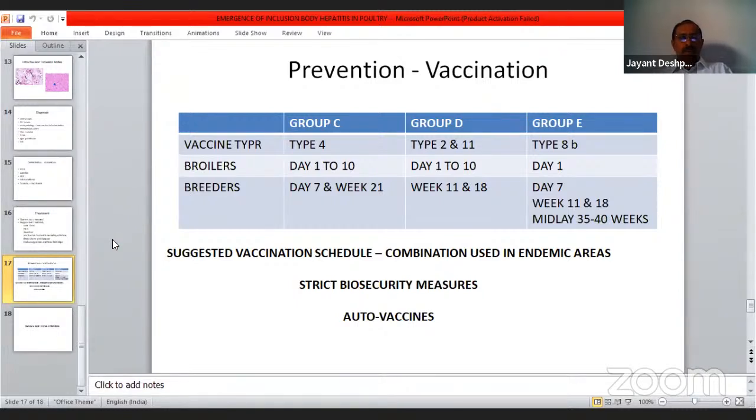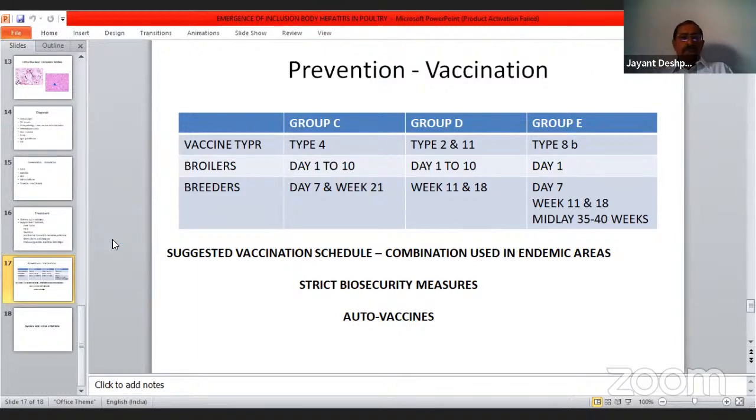So people are more well versed in how to make autogenous vaccines. But one precaution is that when the vaccine is being produced, the viral activity in the organ used for producing it should be high. Then only the vaccine works. Otherwise, if organs are collected after the passing of the infection, it may not be very effective.